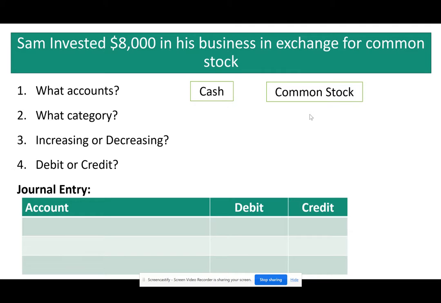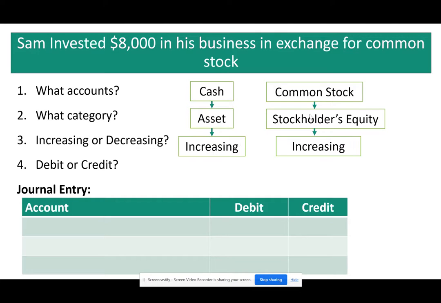The corporation is receiving cash and an owner is investing, which creates common stock. So now you have to ask yourself, well, what category do those accounts fall in? Well, cash is an asset and common stock is stockholders' equity. Then we ask ourselves, are these accounts increasing or decreasing? Do we have more or less of these items? In this case, we have more for both of them. Both of them are increasing. The company received more cash and it created more equity in that company.